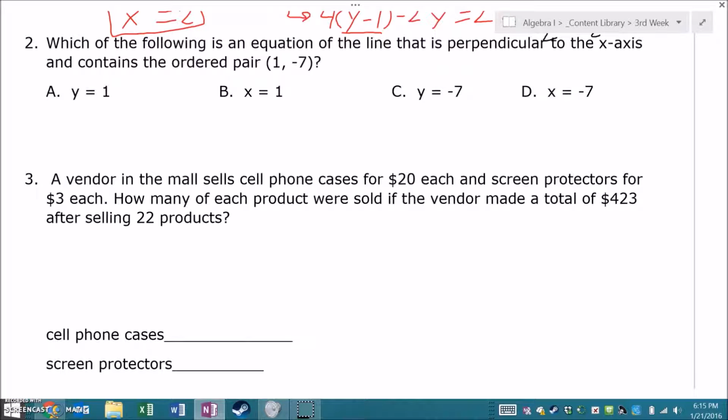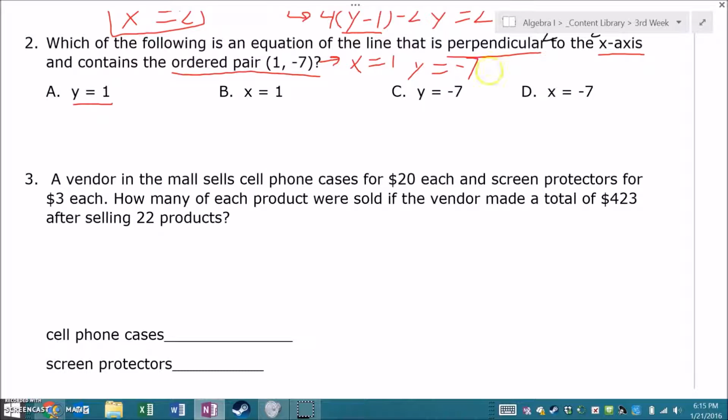Second question, which of the following is an equation of the line that is perpendicular to the x-axis and contains the ordered pair 1, negative 7? Like I said in class, you're given this information, 1, negative 7. It's telling you your x value is supposed to be 1 and your y value is supposed to be negative 7. So when you're looking at your options, y equals 1.